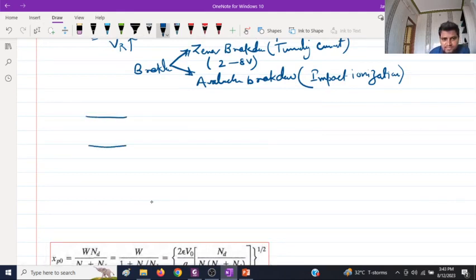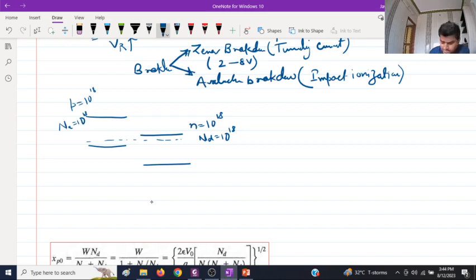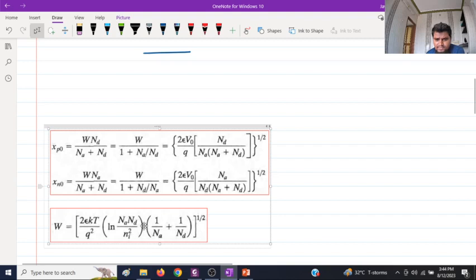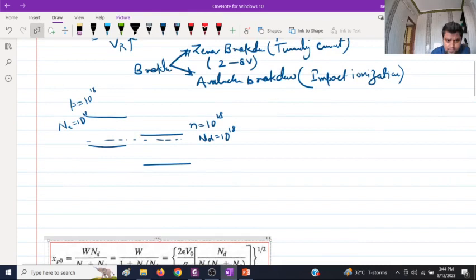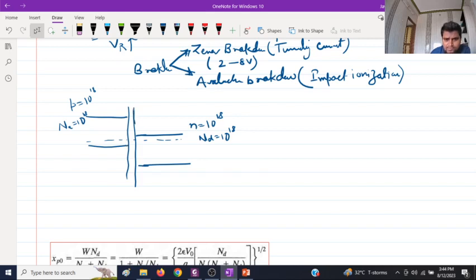In Zener breakdown, if you see in terms of energy band diagrams, N type and P type are heavily doped. So let's say P is equal to 10 to the power 18 and N is also approximately 10 to the power 18, that means ND is equal to 10 to the power 18, NA is equal to 10 to the power 18. Because of high doping, the junction width is quite small. So a very small region around the junction can provide the balance for this built-in potential. So this W is very small, of the order of a few nanometers.